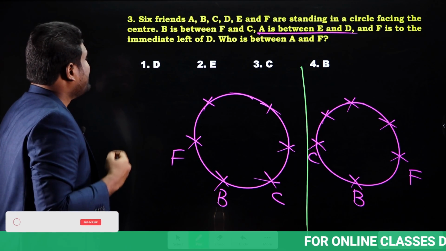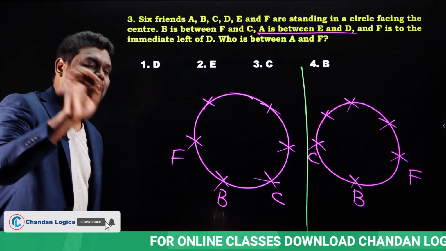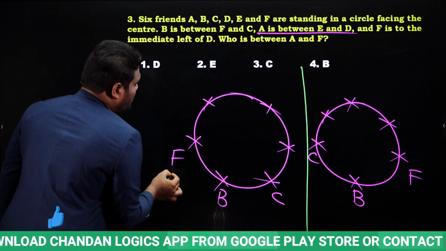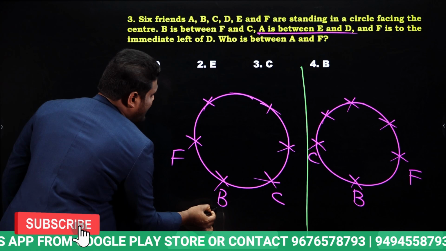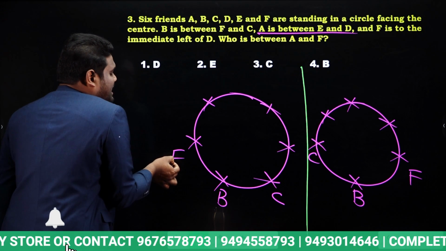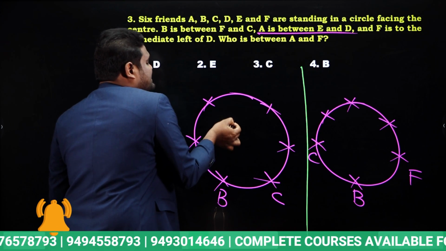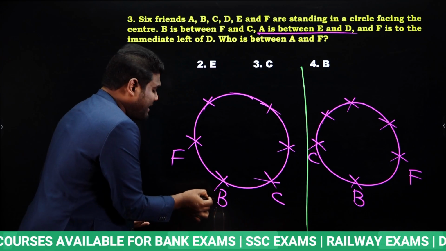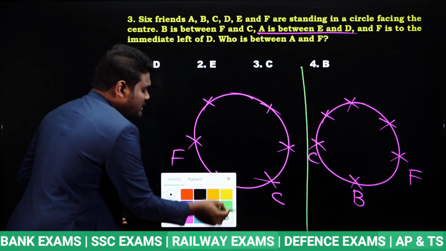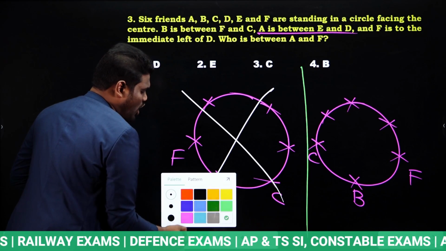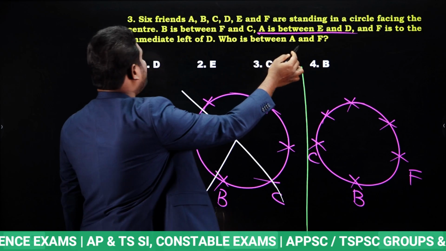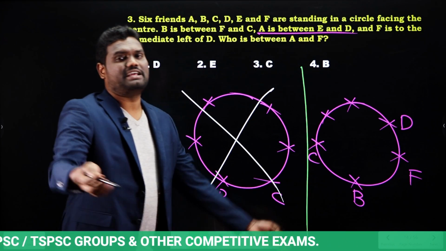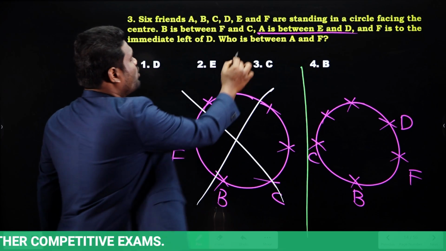F is to the immediate left of D. Look here, F is immediate left of D. So this is F. F should be immediate left of D, which means D should be here. Whenever they are facing center, left means clockwise direction. But unfortunately, B is already there, which means this is not possible. Now, according to the statement, F is to the immediate left of D. So this is D, and D's immediate left is F. Condition satisfied.